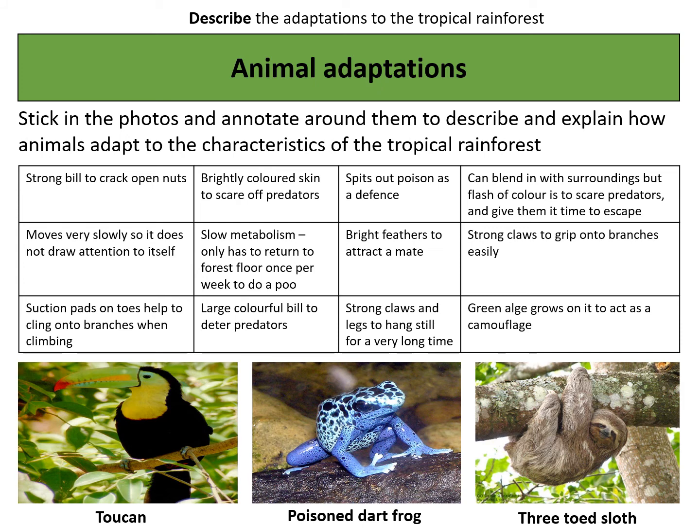So the three examples we're going to look at is the toucan, the poisoned dart frog, and the three-toed sloth. So I would like you please to either get some images of those three animals or just write down toucan, poisoned dart frog, and three-toed sloth, and then use these statements to decide which adaptations they have got in order to survive in the tropical rainforest. And then you will notice on the next slide I will go through the answers.